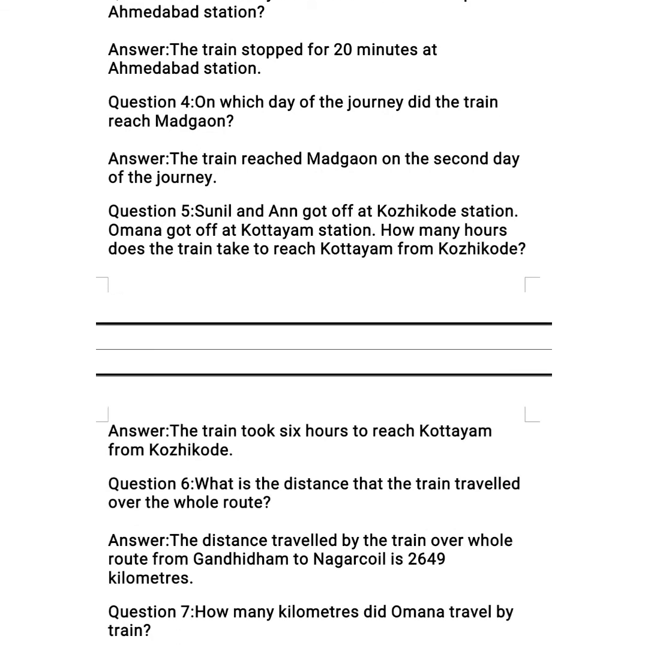Last question, how many kilometers did Omana travel by train? So class, you have to tell me what was her entire distance in kilometers, or you can say how many kilometers did Omana travel starting from Ahmedabad station to Kottayam station. So class, as we know that the train started from the Ahmedabad station and she left the train at Kottayam station. So the total distance traveled by her in terms of kilometers is 2117. So she traveled 2117 kilometers on the train that started from Ahmedabad and ended at Kottayam for her.